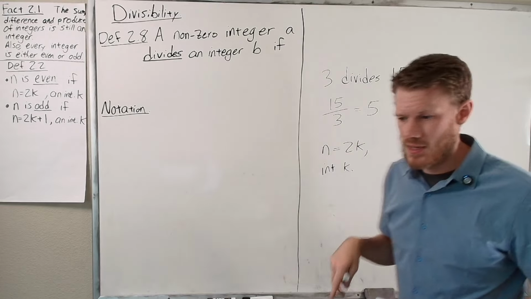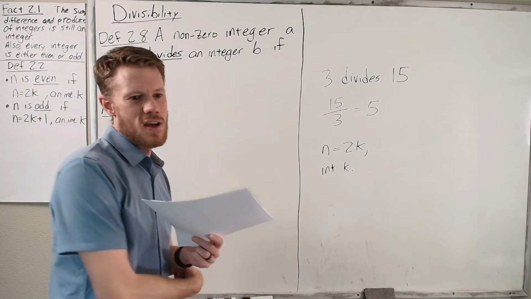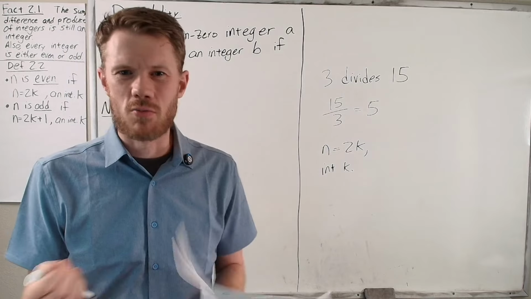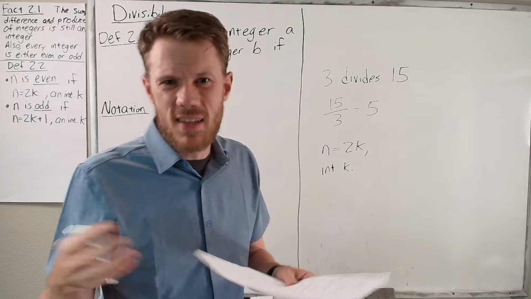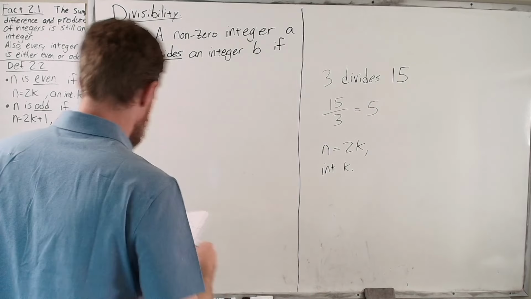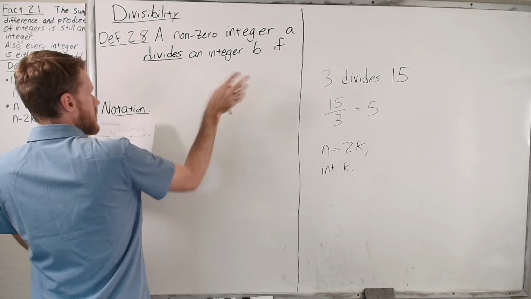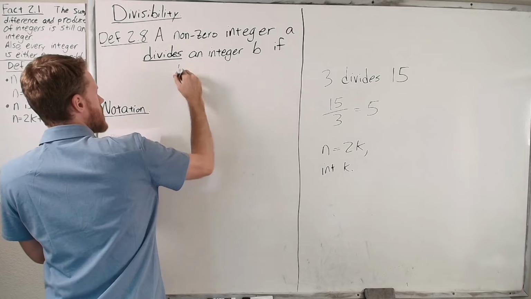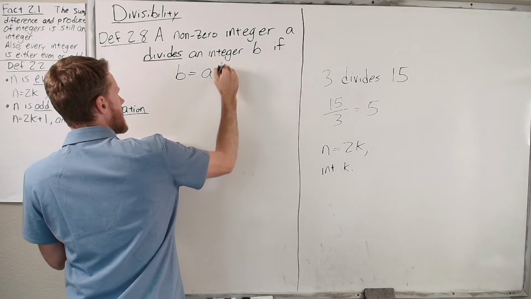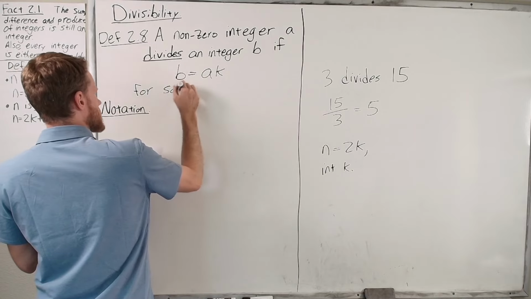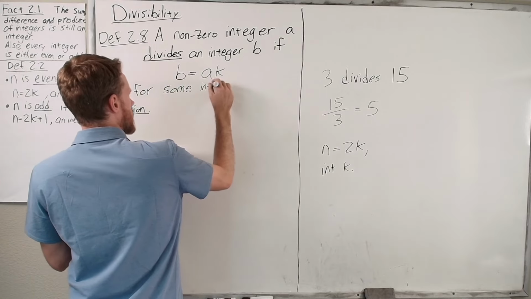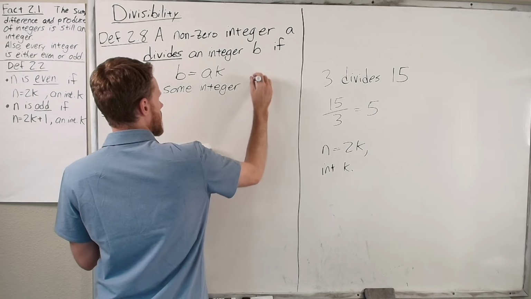Does that make sense? If it's on the other side of the equation, first of all, multiplication is just sort of easier to work with than division, and we have this sort of substitution thing happening potentially. Let me show you what I mean. So this is the definition. If b equals a times k for some integer k.